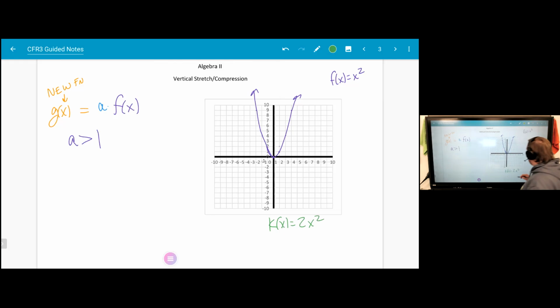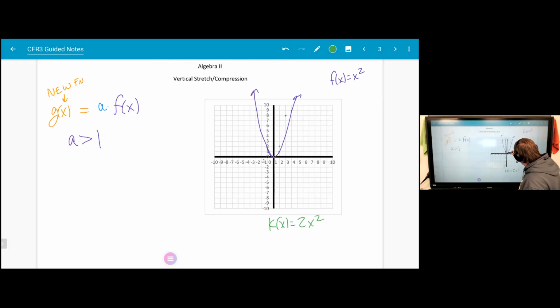Different color here. So this was 2. I've got 0, 0, 1, 2, -1, 2. If I plug 2 in, 2 times 2 is 4, so 2 squared is 4, times 2 is 8, so 2 goes to 8. -2 would also go to 8.